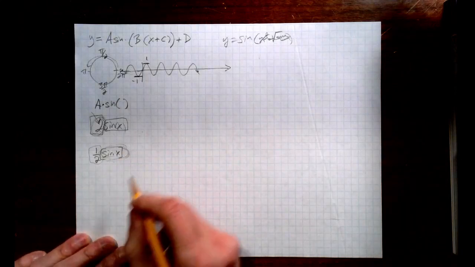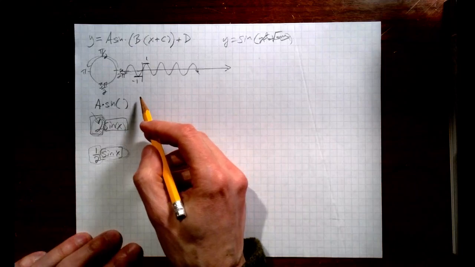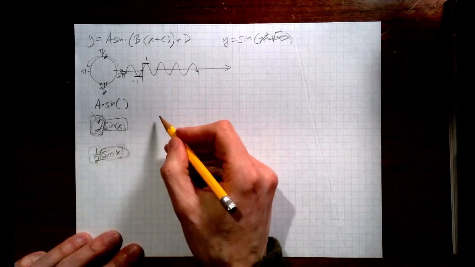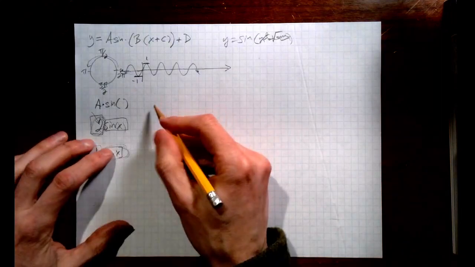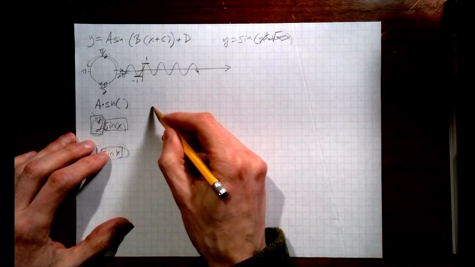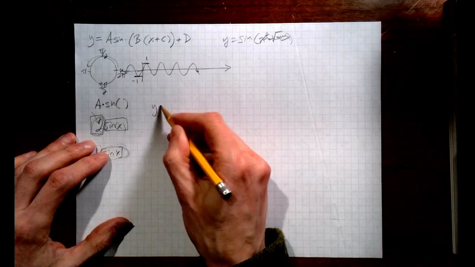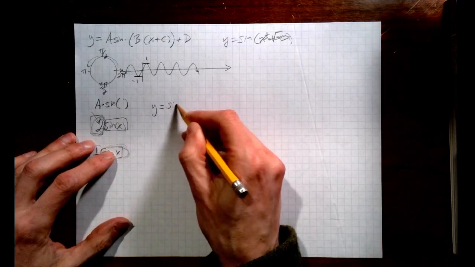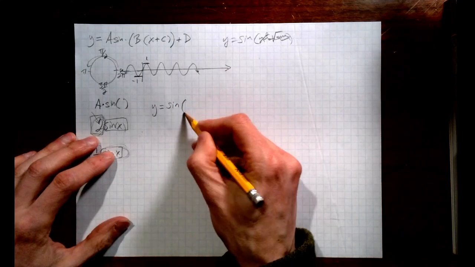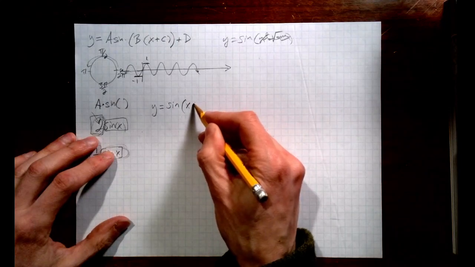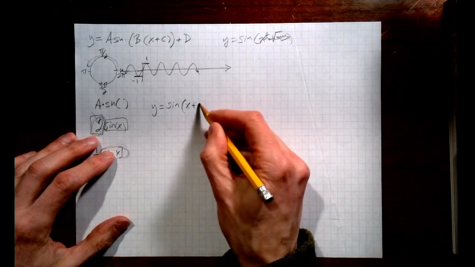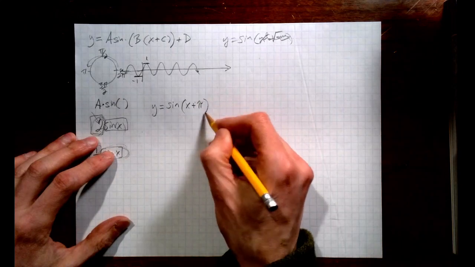Alright, so let's look at the other pieces. I think we'll treat one at a time and then we'll let you synthesize them in your mind. So let's say we have this. y equals sine, and then I add something inside there. x plus, let's say pi, right?